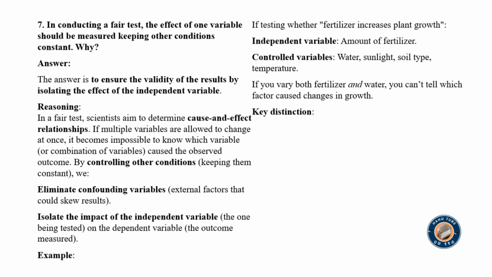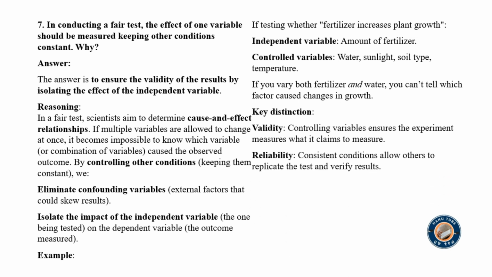The key distinction here is validity: controlling variables ensures the experiment measures what it claims to measure. Reliability: consistent conditions allow others to replicate the test and verify results.